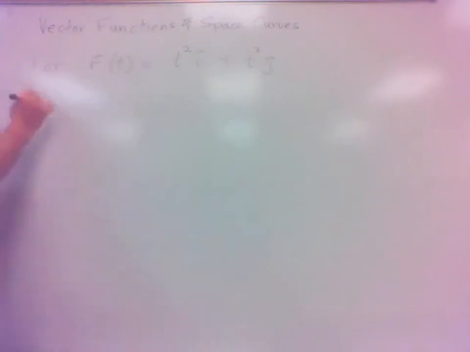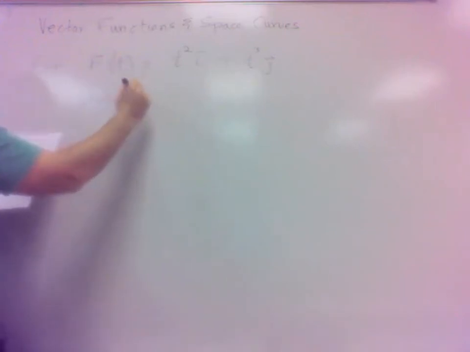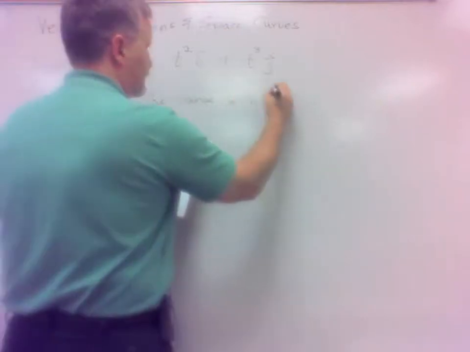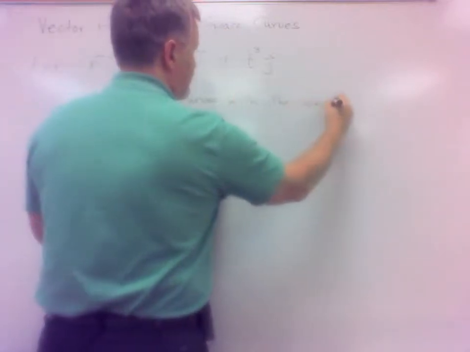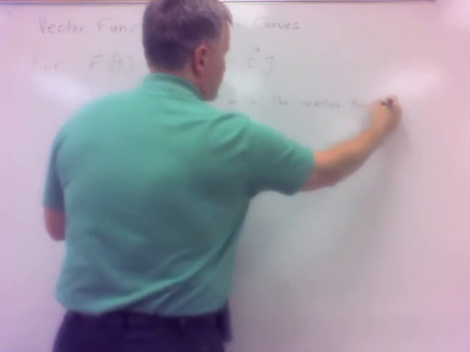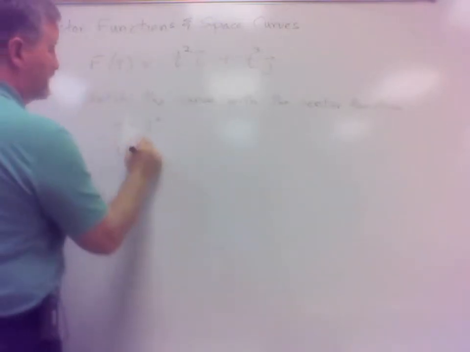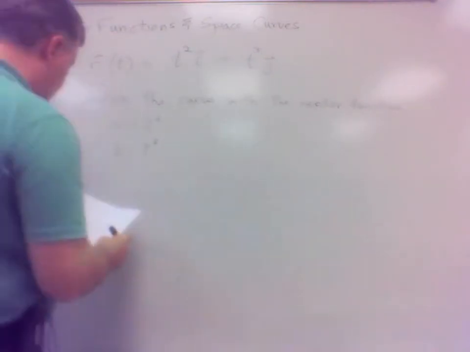And so, number one on this, let's sketch the curve with this vector function. The curve we're talking about would be x equals what? x equals t squared, just the i component, and then y would equal t cubed. So it's just a parametric equation that we're going to sketch here.